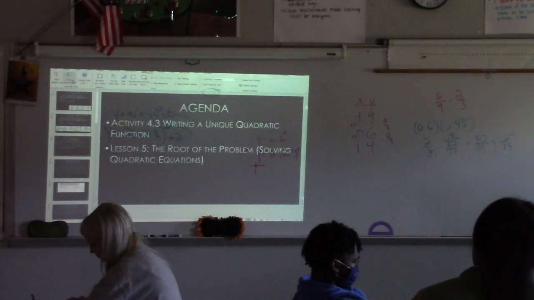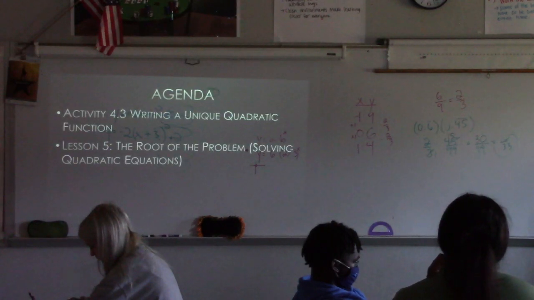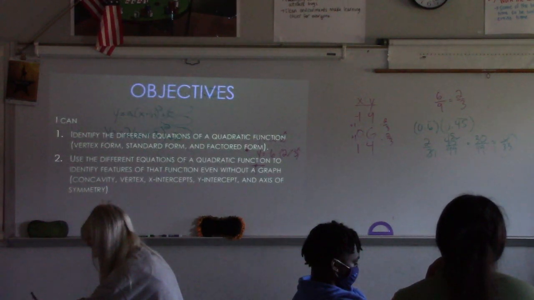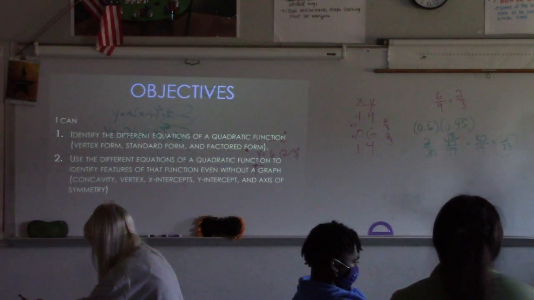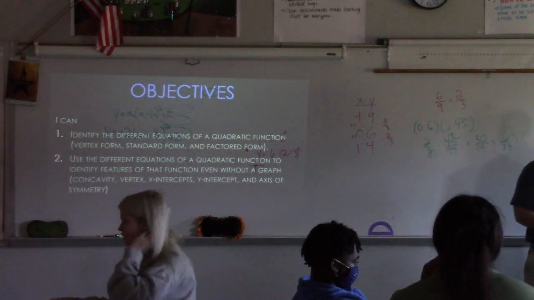So we're going to wrap up activity 4.3 today. And what this is all about is kind of what you actually did in the bell ringer, that second question, writing a unique quadratic function before we start talking about the root of the problem. And so again, we're trying to identify the different equations of a quadratic function. We got to know vertex form, standard form, and factored form. Are we remembering those equations a little bit better?